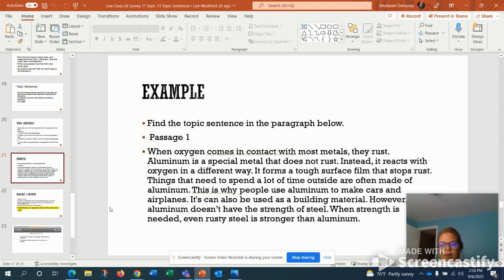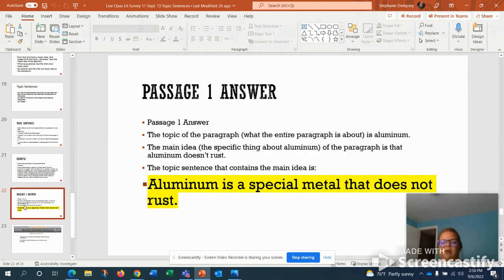So I'm looking for my topic sentence here. The topic of the paragraph is what the entire paragraph was about, which was aluminum. The main idea is that the specific thing about aluminum is that aluminum doesn't rust. So the topic sentence, if I went back, would say aluminum is a special metal that does not rust.